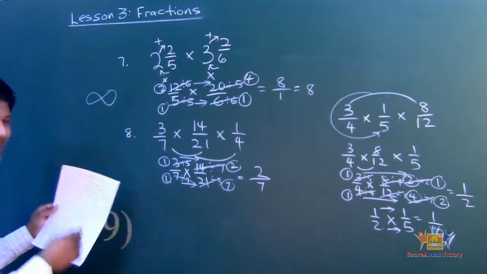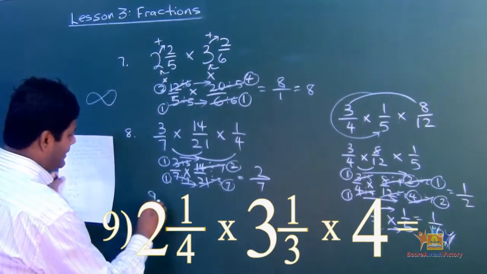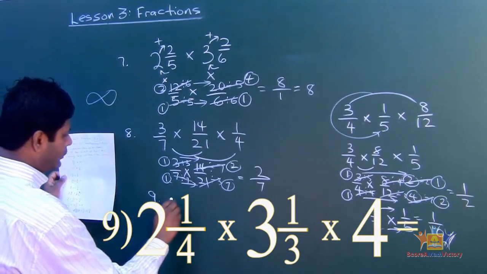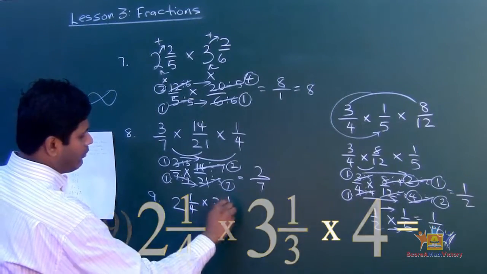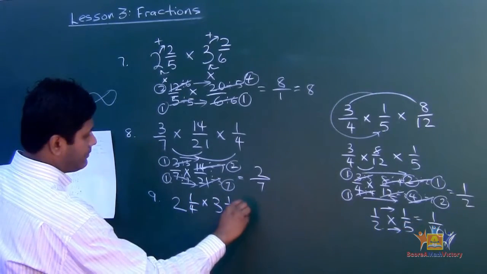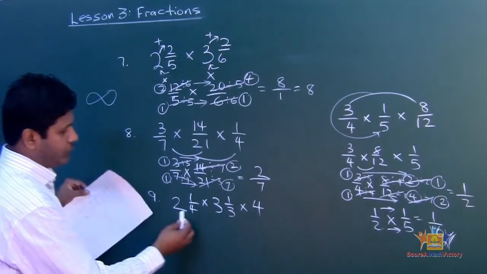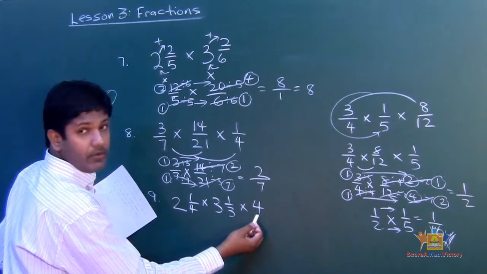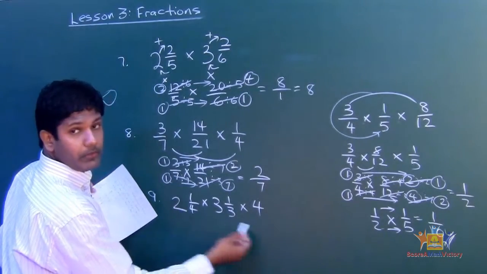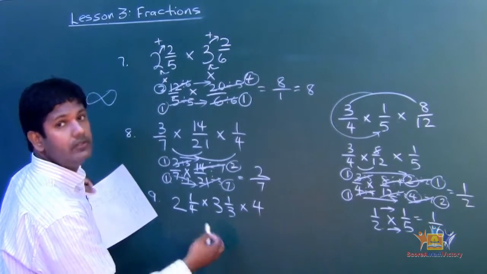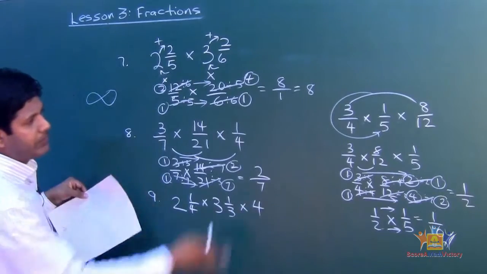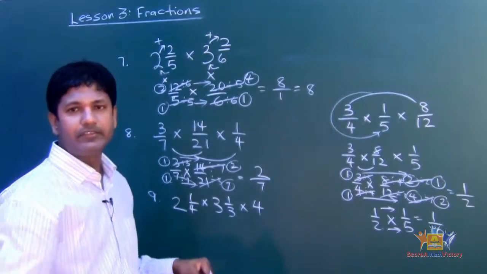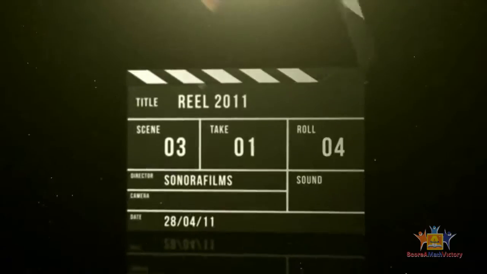Let's get to problem number 9. You're given 2 and 1 over 4 times 3 and 1 over 3 times 4. See that? You've got 2 mixed numbers and 1 whole number. So what do I do? Change all of them into fractions. I'm going to erase that board. Give me a few seconds, I'll be back with you.